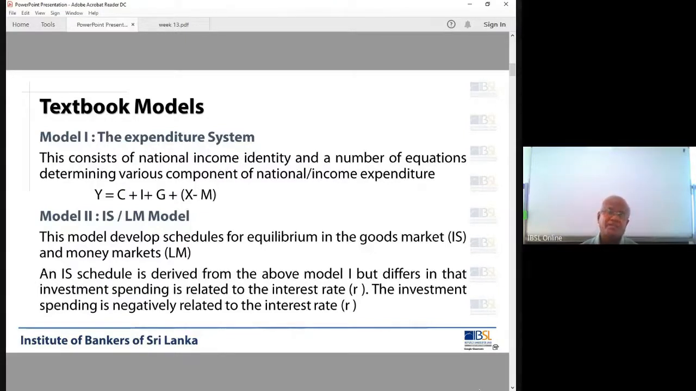Another definition is the cost of funds. Interest rate is the cost of funds. If you are an investor, you go to the bank and ask for an overdraft or loan. Then the first question you ask the manager is, what is the going lending rate? So he might say it is 12%, 15%, 20%. So that reflects the cost of funds.